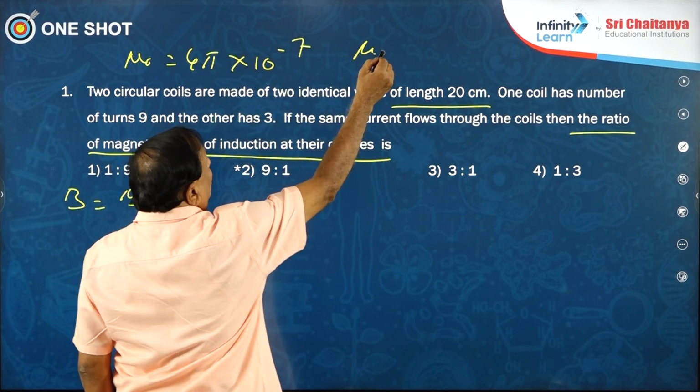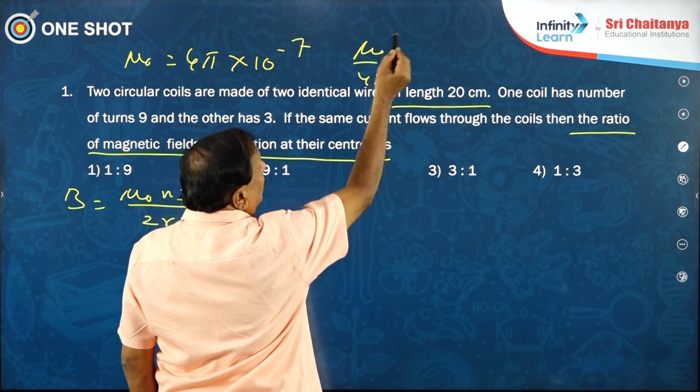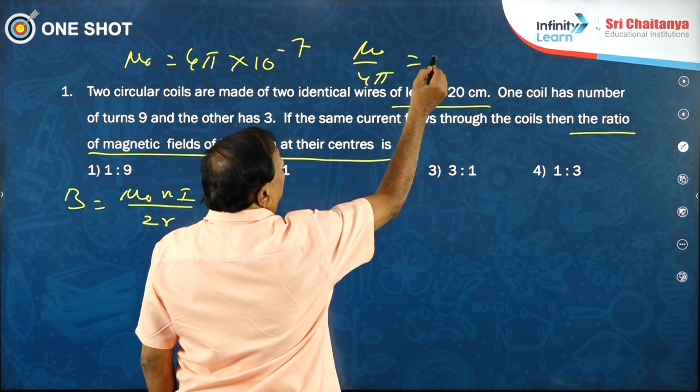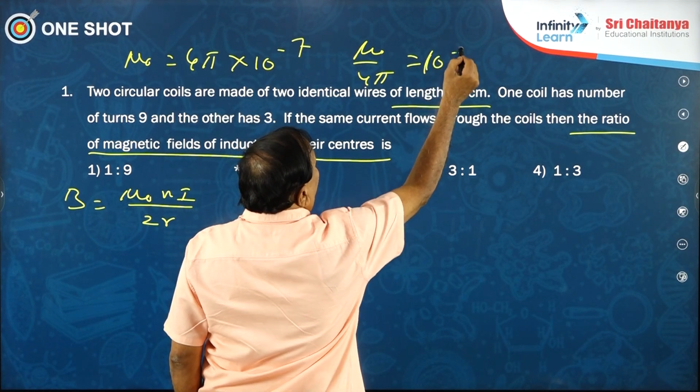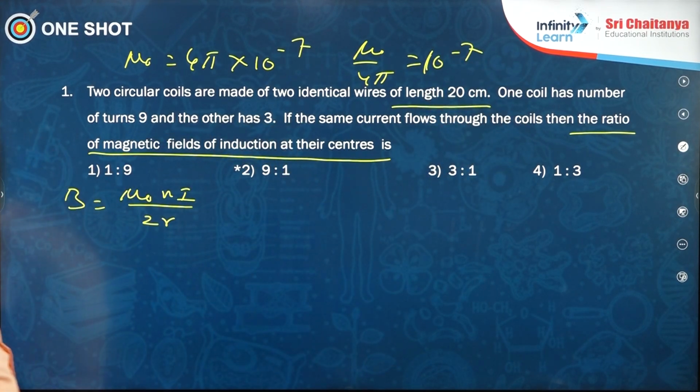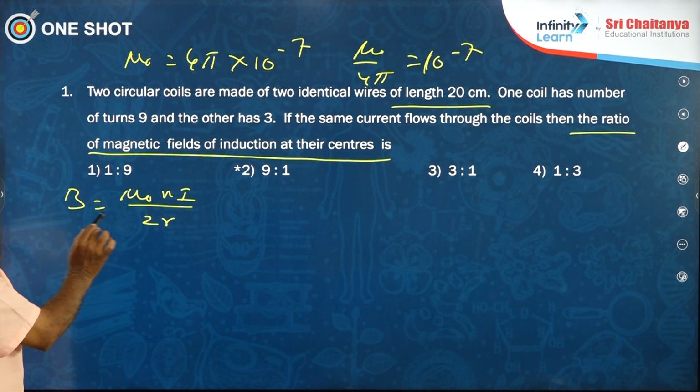Suppose somewhere in any numerical, if you want mu naught by 4 pi, it is 10 to the power of minus 7 simply. 4 pi gets cancelled. So, you have to remember that point. Anyway, B is equal to mu naught N I by 2R.